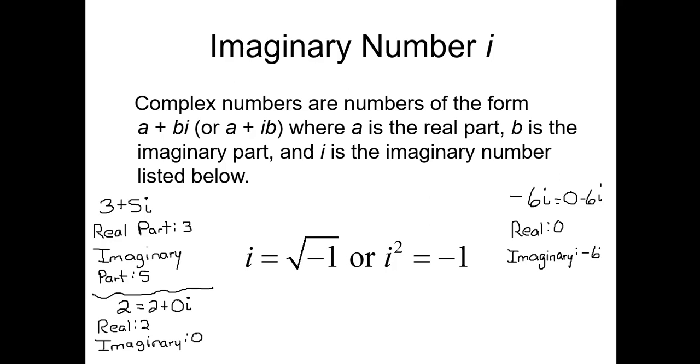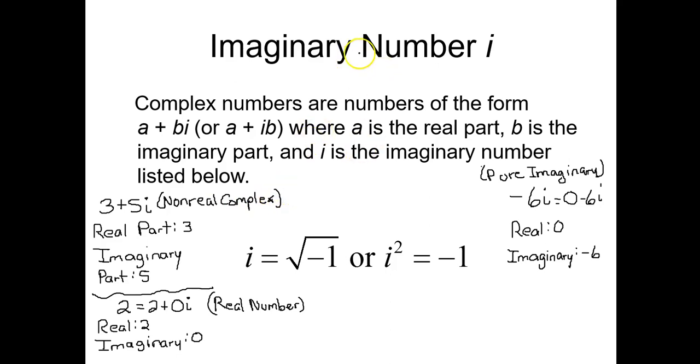So all of these can fit into your complex numbers. And your real and imaginary parts can be fractions, decimals, integers. So they can be anything. Okay. The one I just showed you here with negative 6i, that is a pure imaginary number. While the one over here, 3 plus 5i, we'll just call it non-real complex number. So the 2 is just a real number, plus 0i. The negative 6i was a pure imaginary number. And the 3 plus 5i, we call it non-real complex. Okay, so now you know your categories.